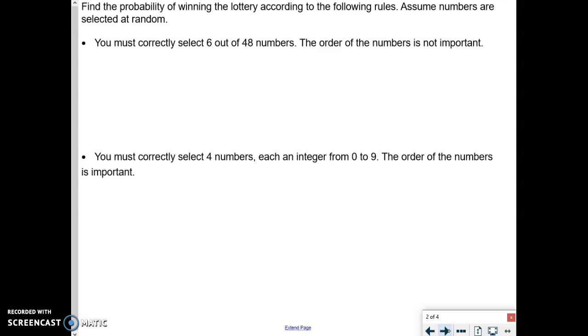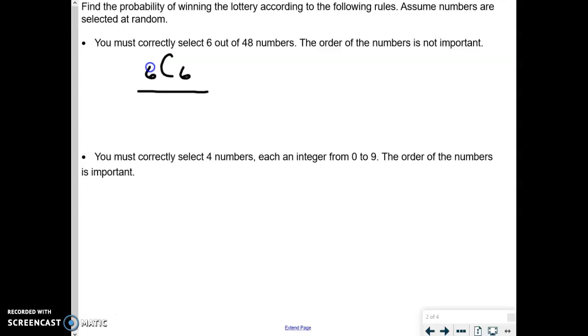Okay? So if we take a look at the first scenario, it says you must correctly select 6 out of 48 numbers. The order of the numbers is not important. So since it says right there that the order of the numbers is not important, that leads me to believe that we're going to be dealing with combinations. So in this case, the first one that we have to take a look at is the 6. If we are looking to choose 6 out of 6, but the order doesn't matter, then the top here would be the combination of 6 objects taken 6 at a time.